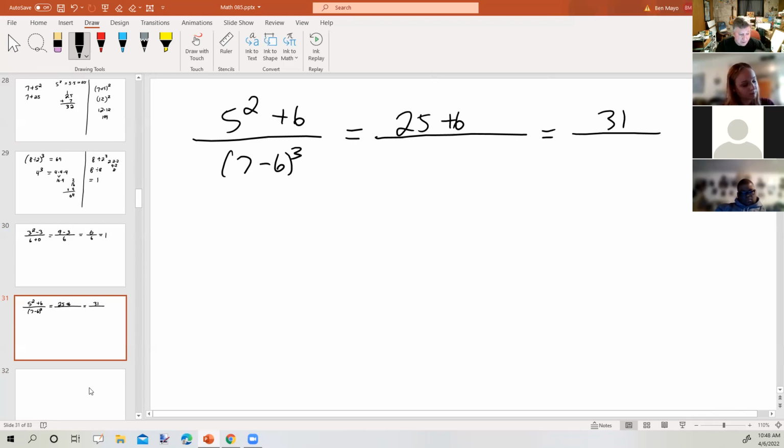In the denominator, we have a grouping symbol, parentheses. So we do that first. 7 minus 6 is 1. Then we apply the exponent. 1 cubed is 1 times 1 times 1, which is 1. And finally, 31 divided by 1 is just 31.